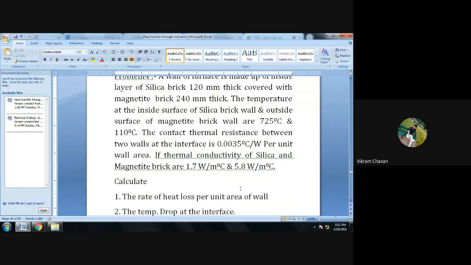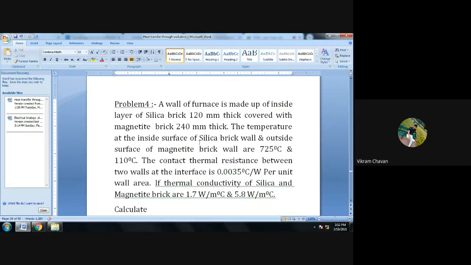Okay, so in general I will describe the problem. Two walls are there, which are connected to each other. One is silica wall and another one is the magnetite wall. Silica wall thickness is 120 mm and magnetite wall is having thickness of 240 mm. The surface temperatures of silica wall and magnetite wall are provided, 725 and 110 degrees Celsius. Then they have mentioned that thermal contact resistance is present between two walls, and because of that the temperature drop will happen.